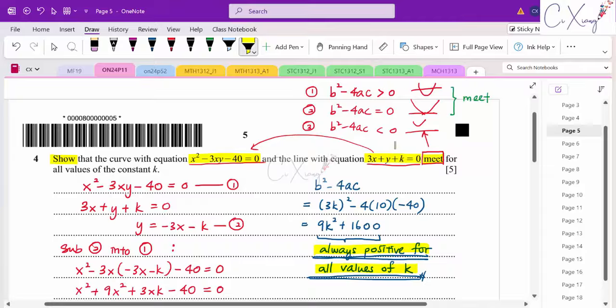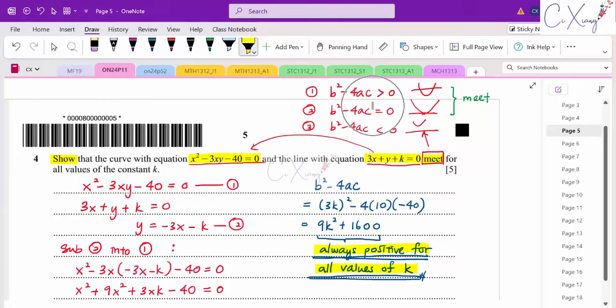Because when the point and the curve meet, that means it must be greater than 0 or at least equal to 0. So from here you can see that it is always greater than 0 for the phrase that we get here for b square minus 4ac. So this is how we solve question number 4.